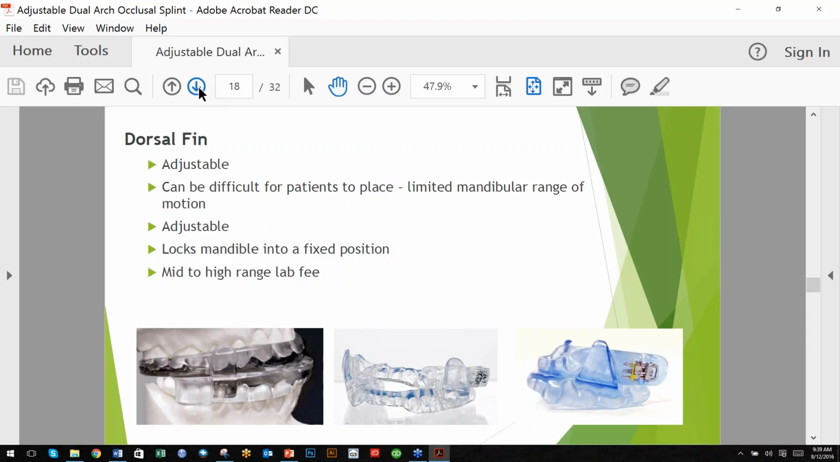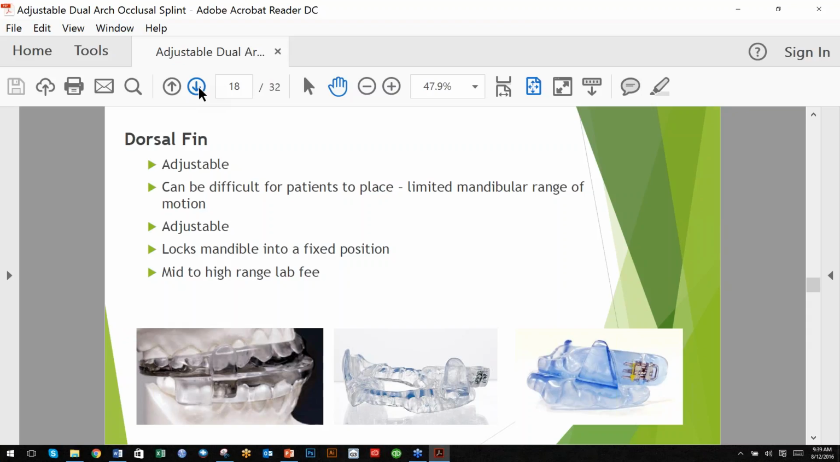I do mention on this one, obviously, that all dorsal fins are adjustable, and their adjustment mechanisms are generally the same, with the exception of the microdental, the O2. That's a fairly new one. That's the picture on the left on this one.